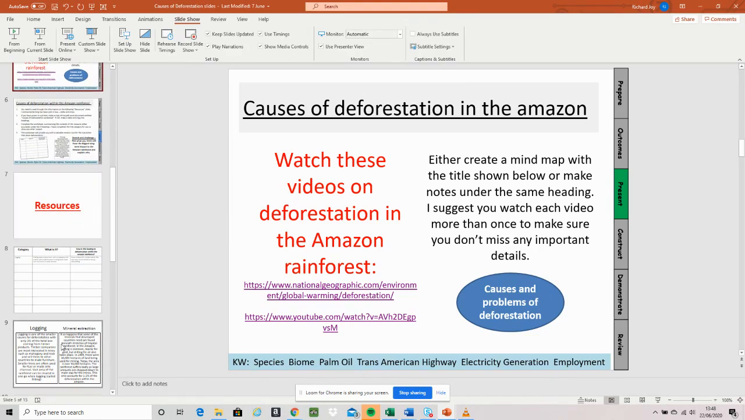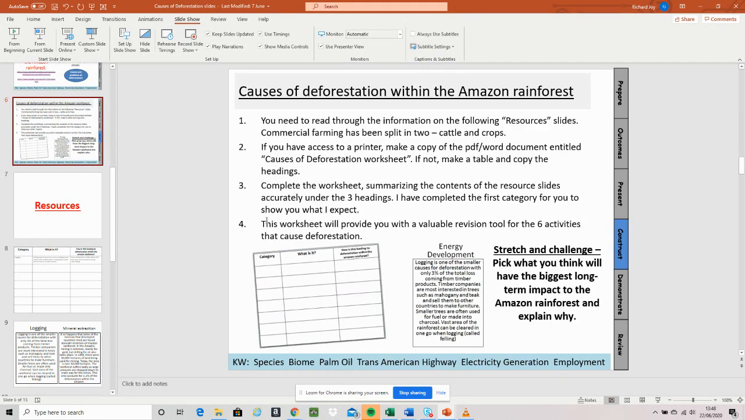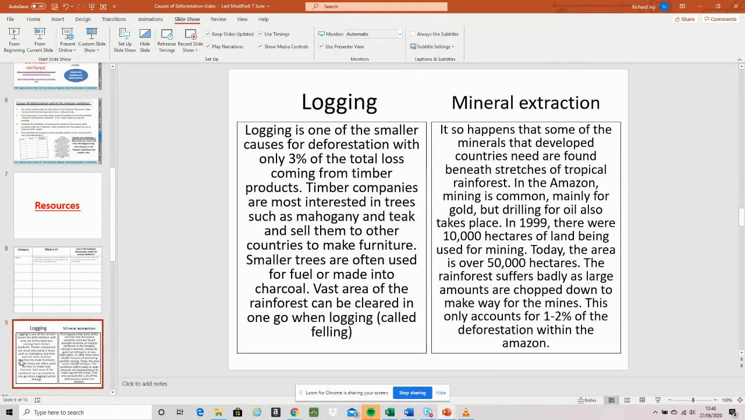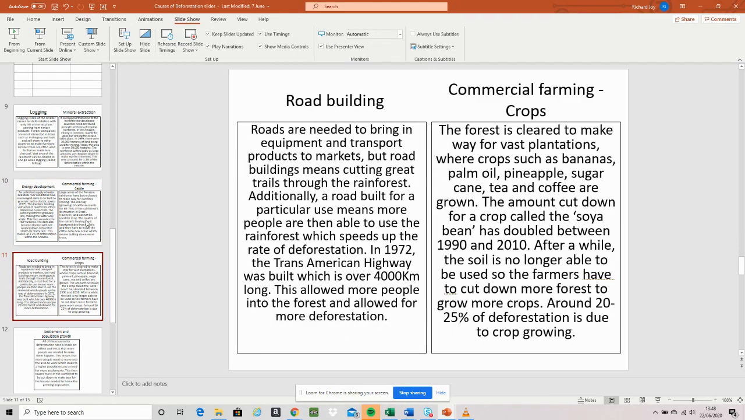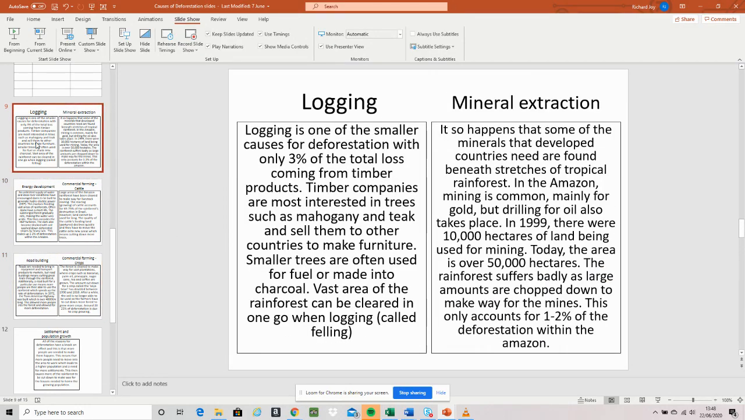You had the resources to go through, and with this work, the 6 different causes of deforestation worksheet. What we're going to do is go through those 6 different causes. If you remember, we also split one of them into two different headings. So that was commercial farming for cattle and commercial farming for crops. But let's go through those one by one, and let's start with logging. One of the smaller causes of deforestation, with only 3% of the total deforestation coming from timber products.